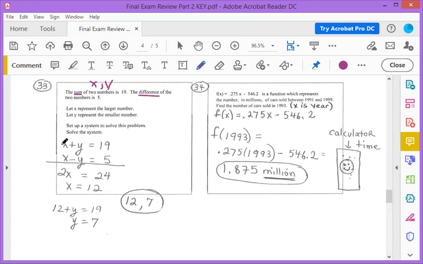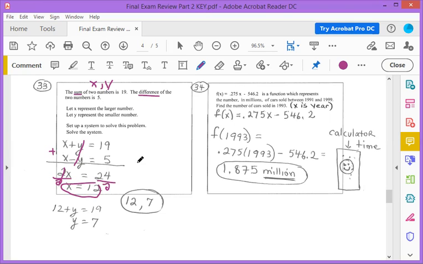Now to solve this system, we just add the top and bottom equations. 1x plus 1x gives us 2x. The y's cancel. And 19 plus 5 gives us 24. We then divide both sides of the equation by 2. We'll get x equals 12. So 12 is one of the numbers, right?